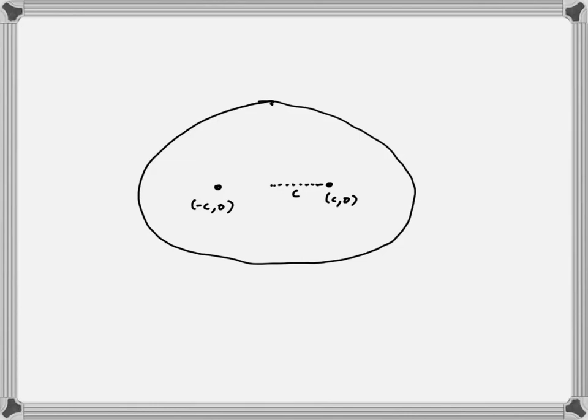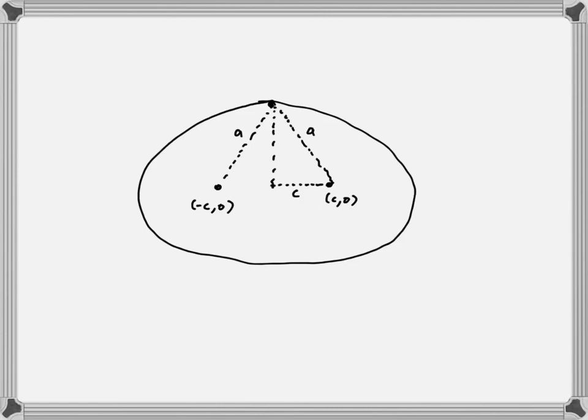Now, look at this point up here. Remember, what we said was that any point on the ellipse has to satisfy that this guy plus this guy is equal to 2a, right? However, this is true by symmetry. If this point is directly above this guy, it's symmetry. In other words, this has to be a and this has to be a as well.